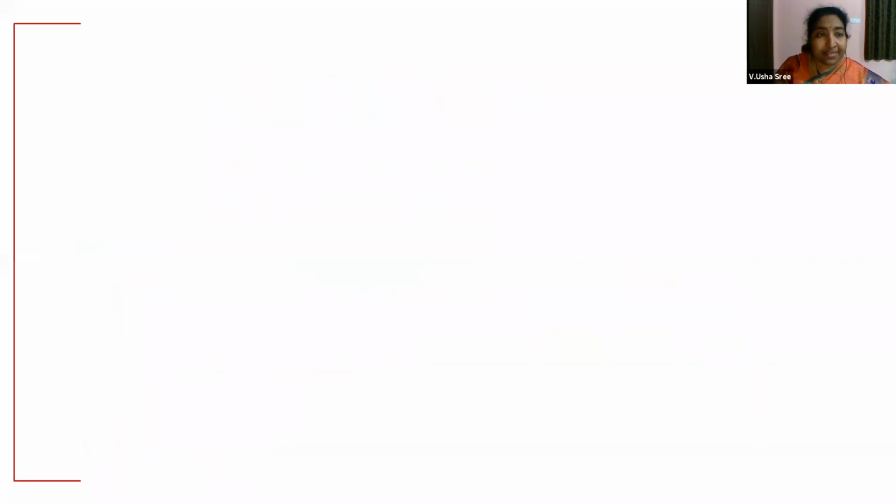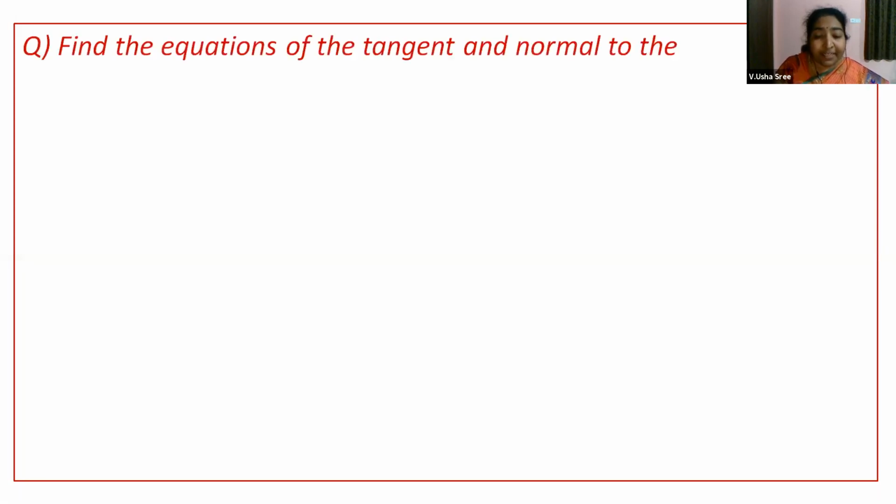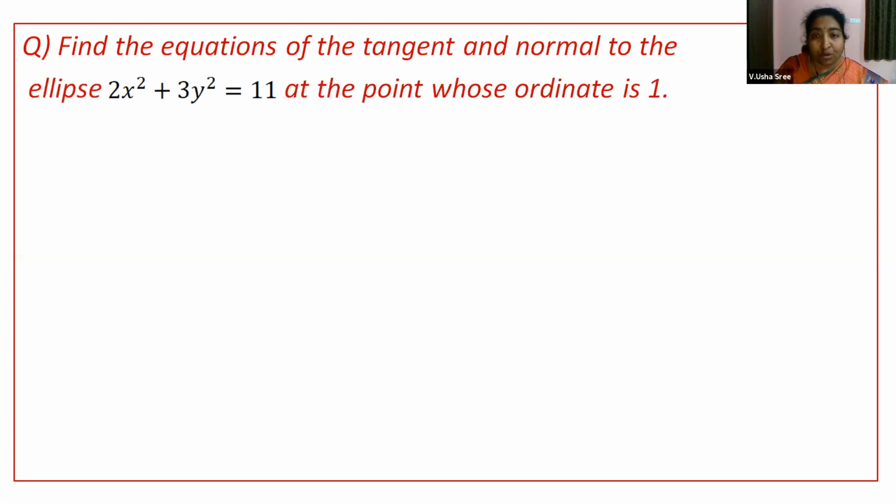Now, having discussed this, the next problem which we are going to take is: find the equations of the tangent and normal to the ellipse 2x square plus 3y square is equal to 11 at a point whose ordinate is 1. Now, what is the meaning of ordinate, children? Ordinate is nothing but, yes, you are right, it is the y coordinate, isn't it? We don't know what the x coordinate is, but we are given that the ordinate of the point is 1.